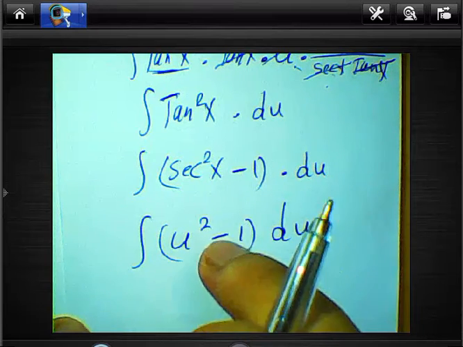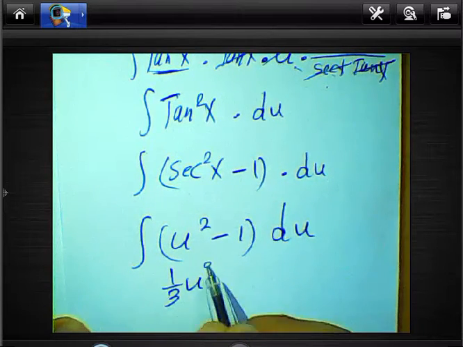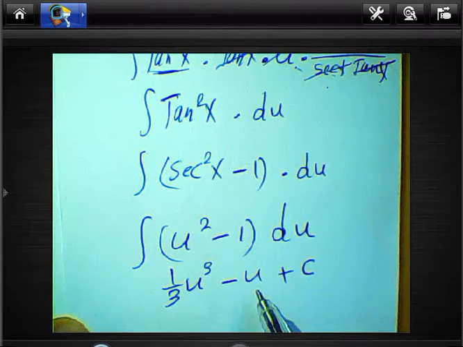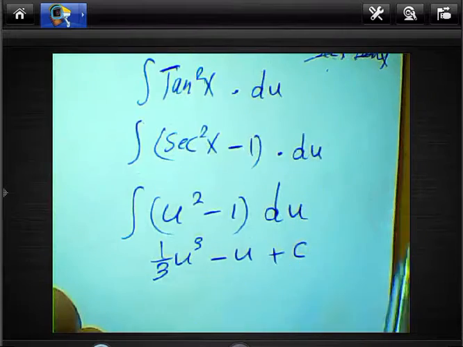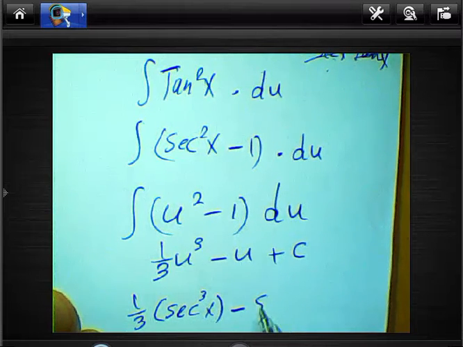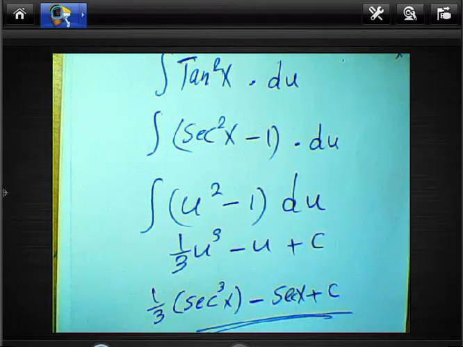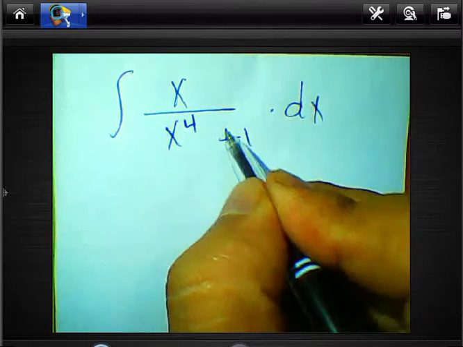We can add 1 to the power and divide by this power. The result will be a third u to the power 3 subtract u plus constant, and we can replace u and write sec x, so the result will be a third sec to the power 3x subtract sec x plus constant. This is the result of this question.